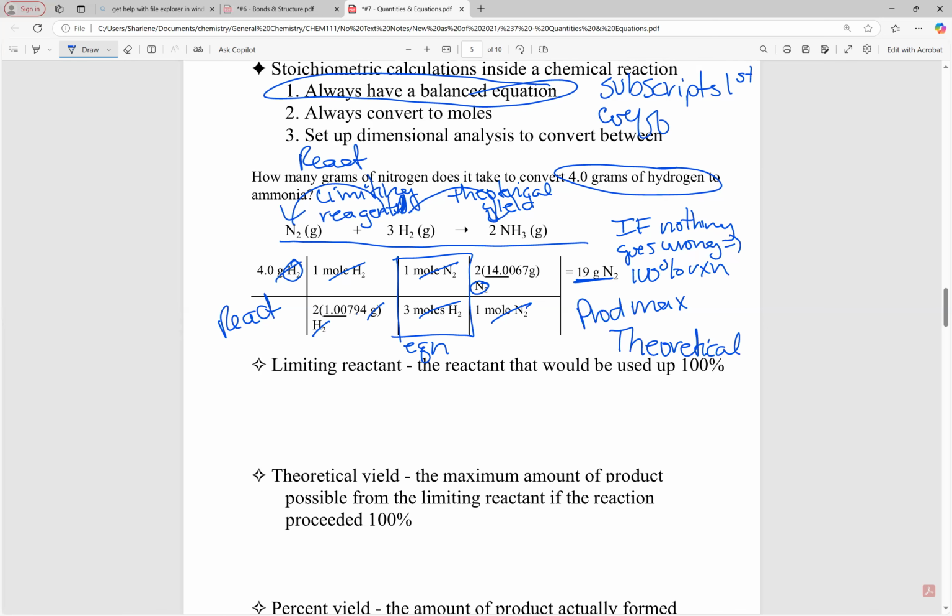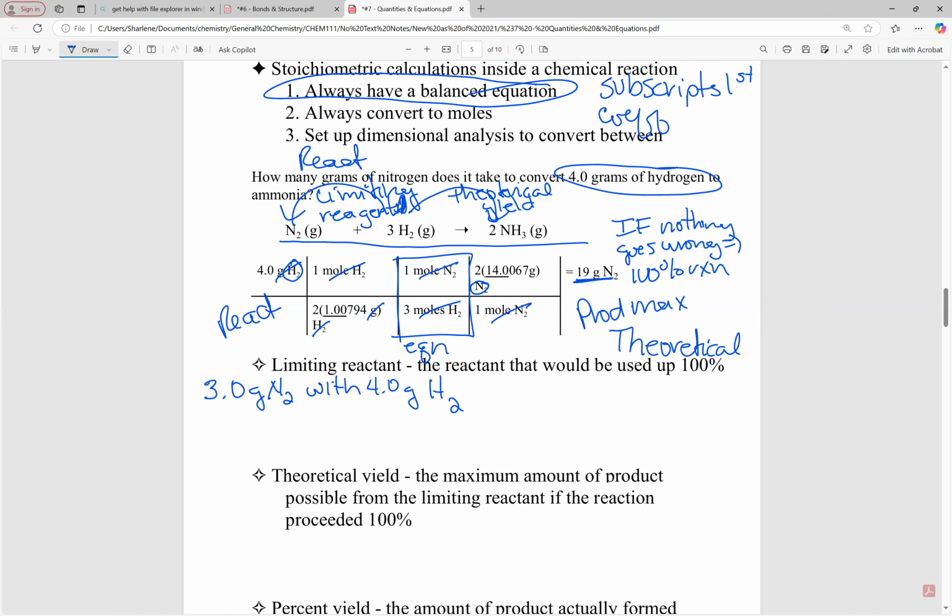All right, well, what if I have 2? So I'm going to do the same question, only I'm adding, let's see, I'm just going to make this number up. I'm going to add 3 grams of nitrogen with that 4 grams of hydrogen. All right. Do I have the exact amount? Do I have too much hydrogen? Do I have too much nitrogen? How am I going to tell?